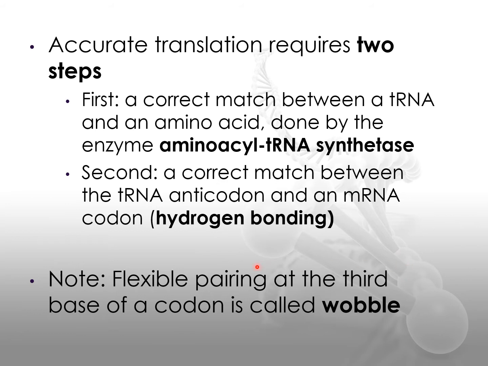Now, there is some flexible base pairing at the third base within the codon. This is called the wobble base. It allows some transfer RNAs to bind more than one codon.